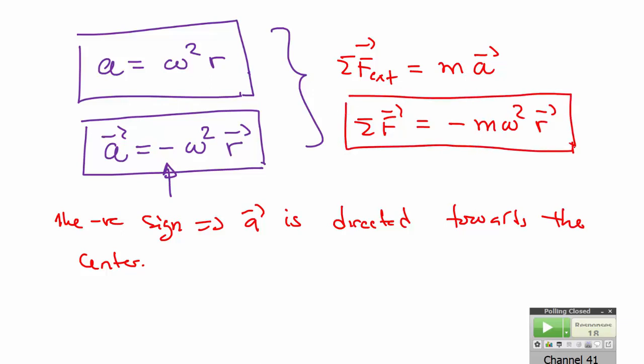Listen to my words carefully, the way I say it, and always remember it the way I'm going to say it. The net force acting on the object is given by negative m omega square r bar. This net force is called the centripetal force. Why is this important the way I've said it?